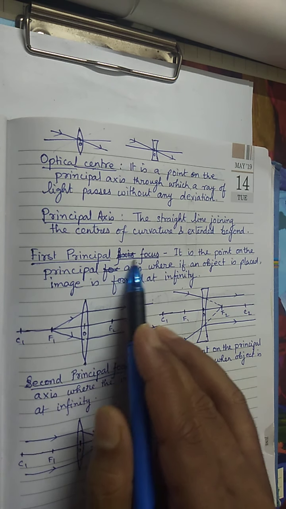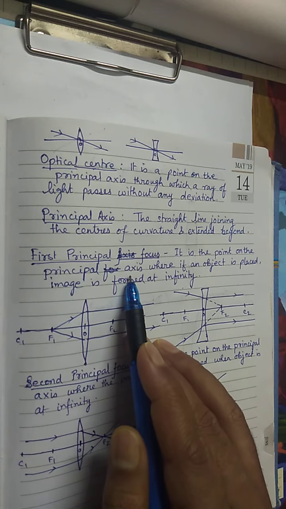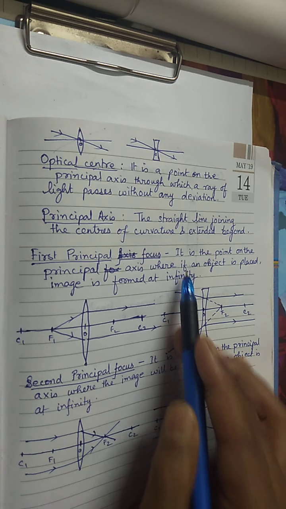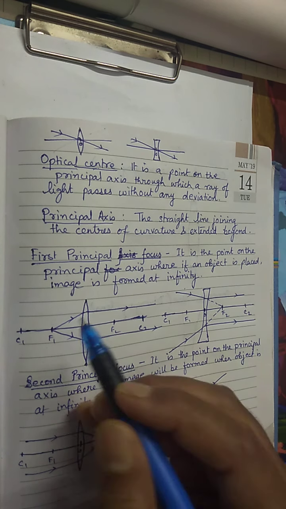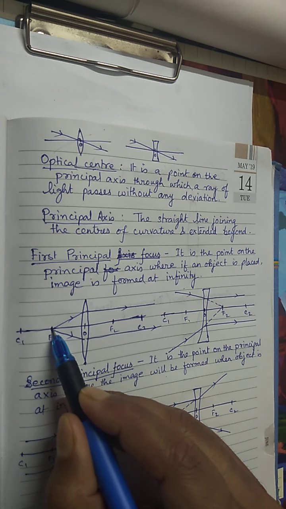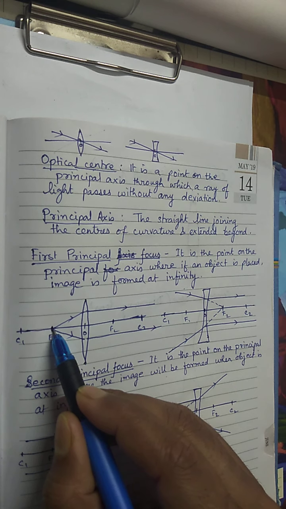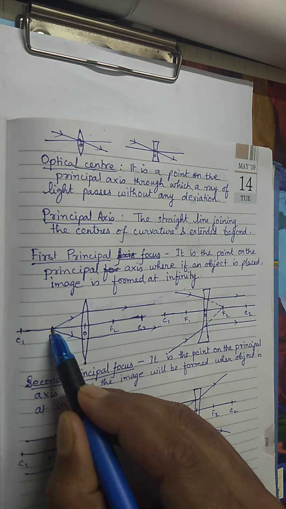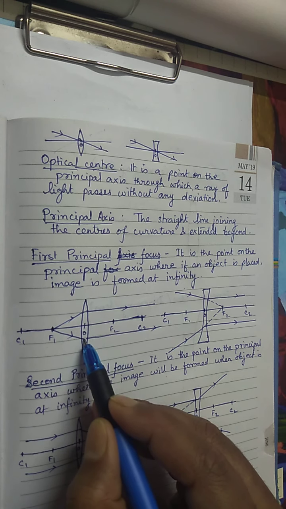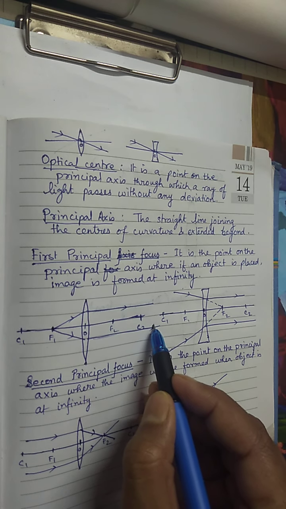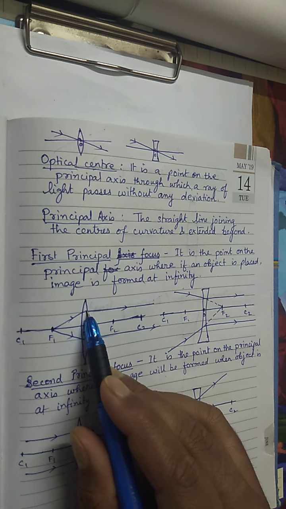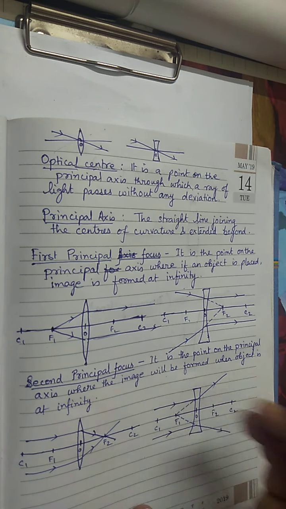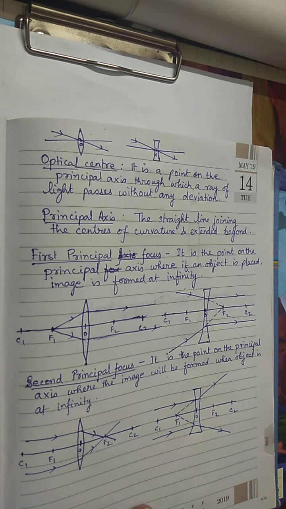So how do you define first principal focus? It is the point on the principal axis where if an object is placed, the image will be formed where? At infinity. So this will be considered as the first focus where if you keep an object, so from here if the rays are coming out, then the image will be formed at infinity. That means the rays coming from this object after passing through the lens will pass parallelly, so that we consider them to be meeting at infinity. So that is the definition of first principal focus.